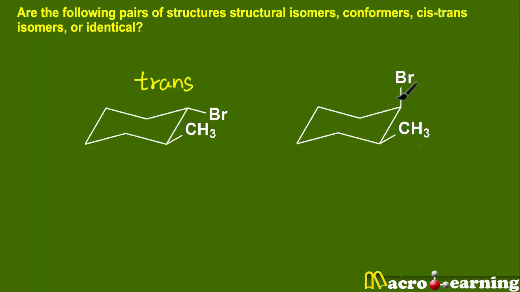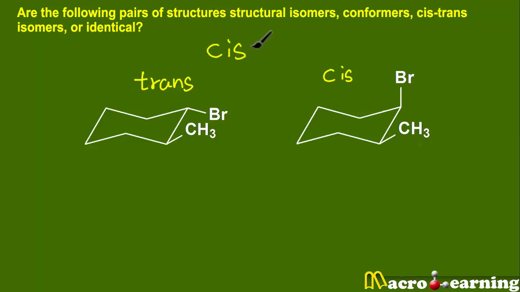Okay, on the other hand, in this one, the two substituents are in the same position relative to the ring. They both are above the ring in this specific case, so we call it a cis configuration, where we refer to two substituents on the same position relative to the ring. So they're cis-trans isomers.